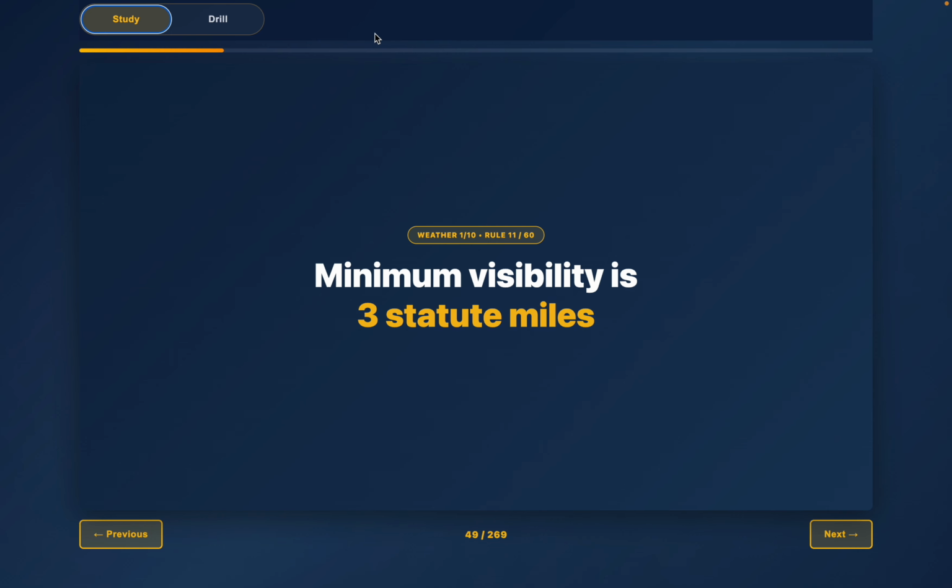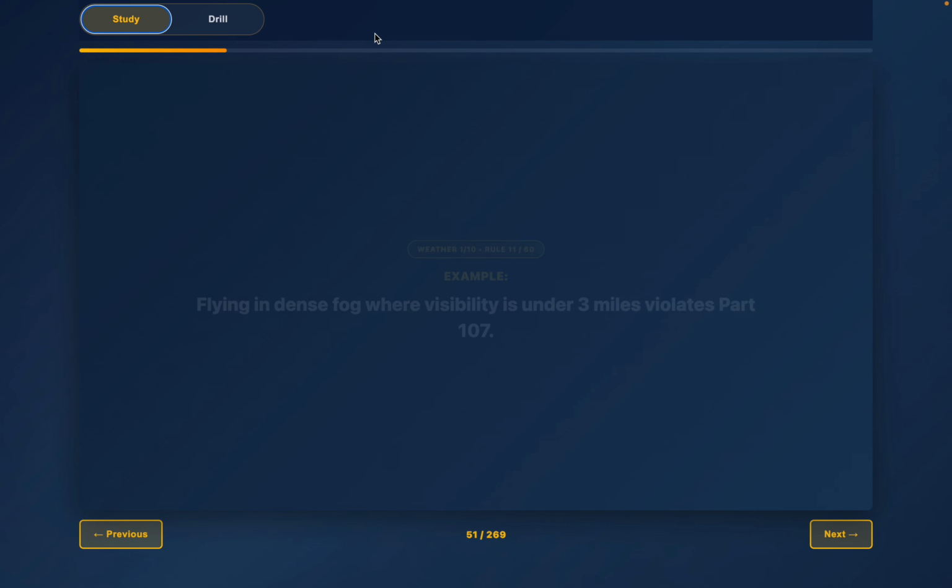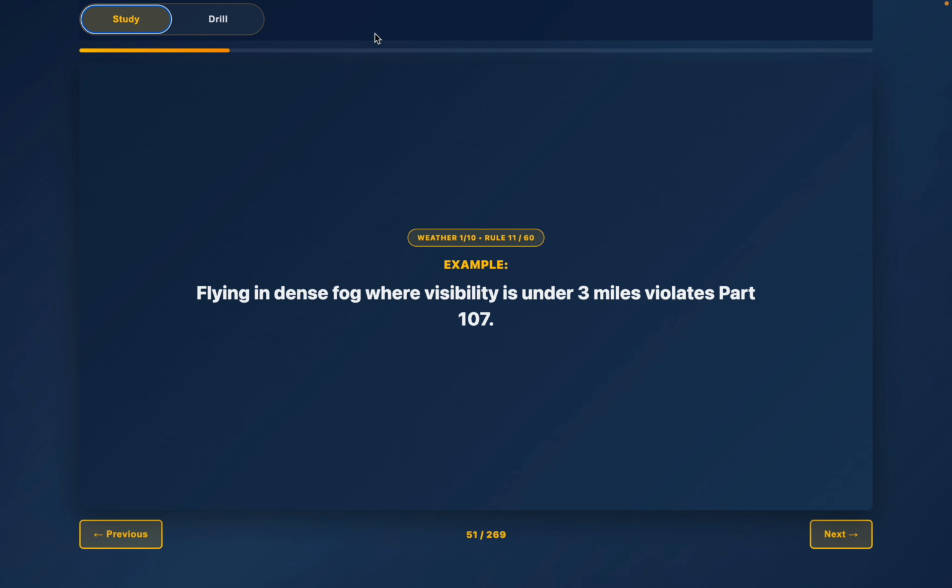Minimum visibility exists for one reason: see and avoid. Here's why. When visibility drops, your ability to detect other aircraft and hazards drops with it. That increases collision risk, and the FAA treats that as unsafe operation. Here's an example. Flying in dense fog where visibility is under 3 miles violates Part 107.